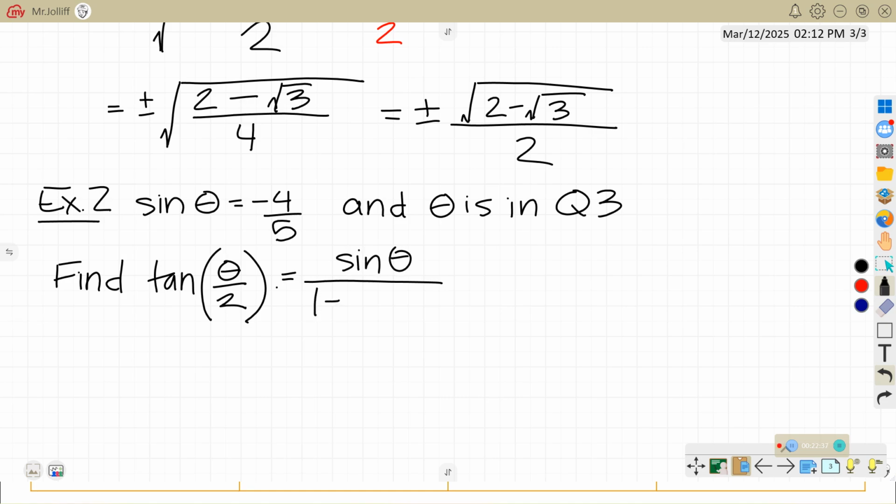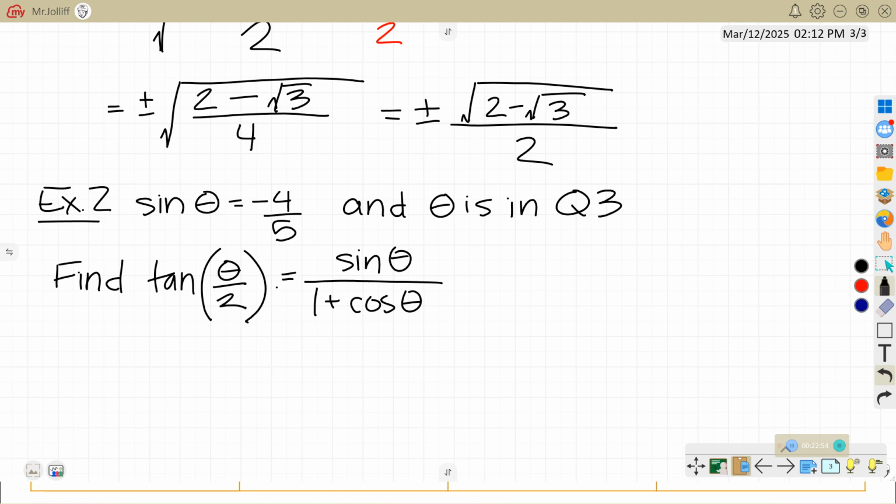Sine theta over 1 plus cos theta. I like that because there's no square root. I also like that because I have the numerator already. I know the numerator is -4/5. I just got to figure out cos theta. Yeah, perfect.